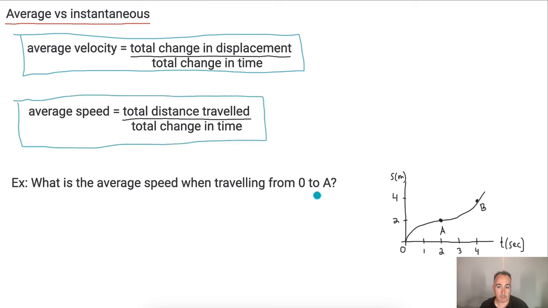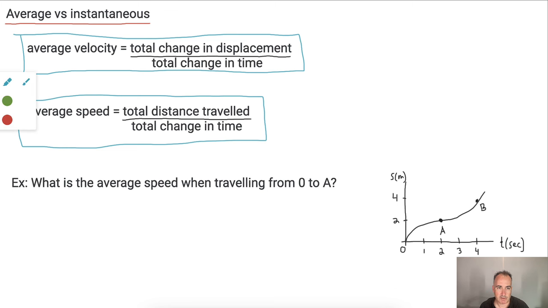So let's do this one right here. We've got this graph of some sort of object. I don't care what object it is, but I know that I have displacement here, or distance. It's not entirely clear from this right here. And we've got time. It won't matter, because here we want average speed.